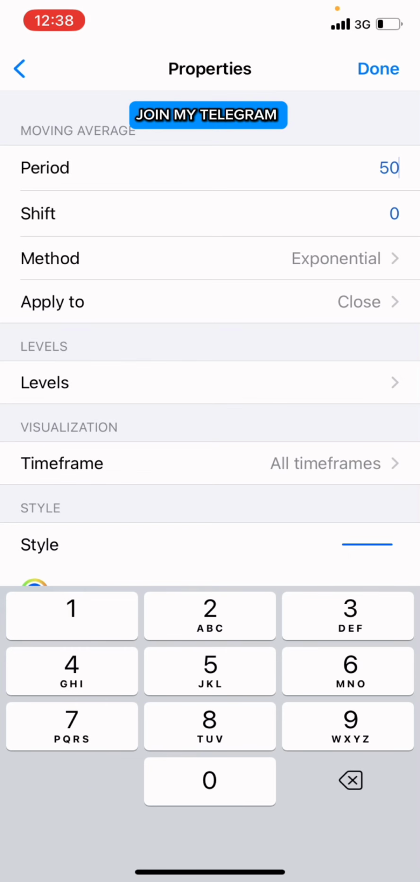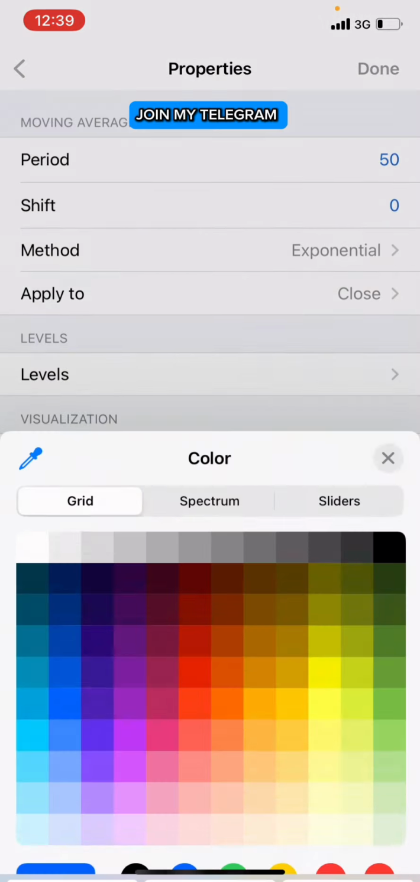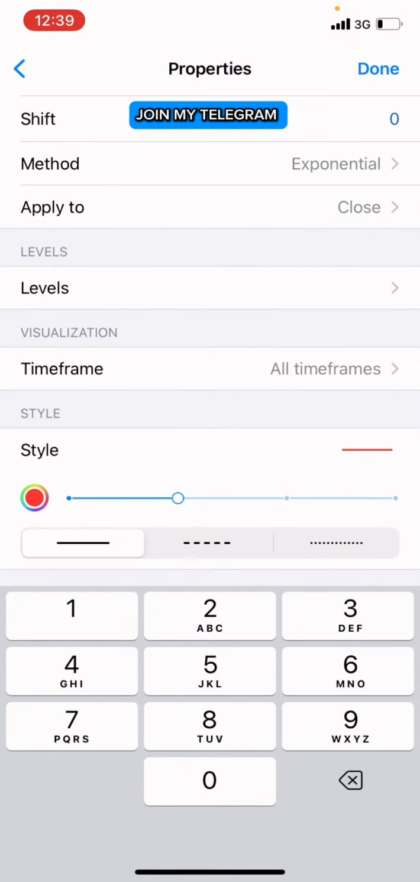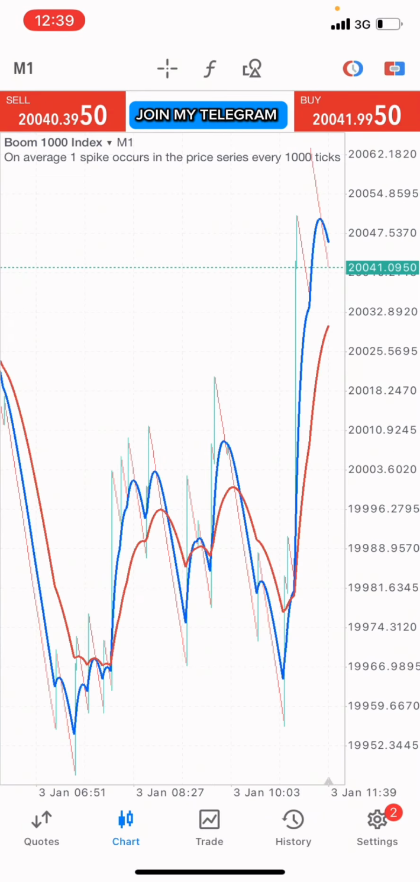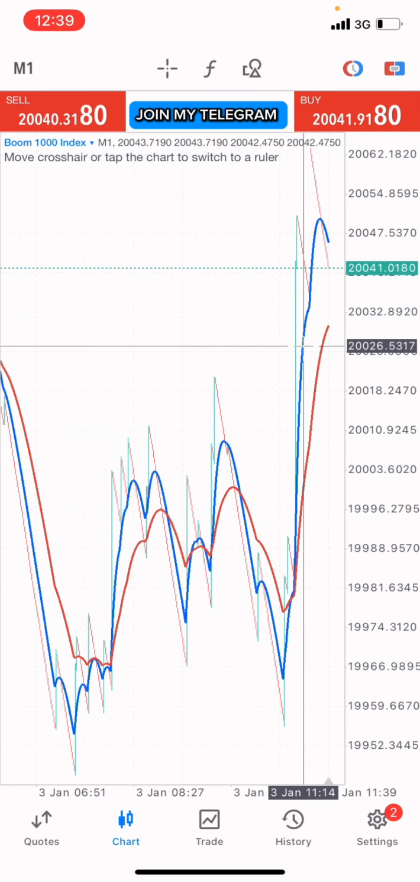So the only thing we're going to be changing here is the style. We're going to put the style color on red, then the pixel is going to be 2 pixel. Then you click on done. So you can see now how it looks at this point. We have blue and we have red on the main window.